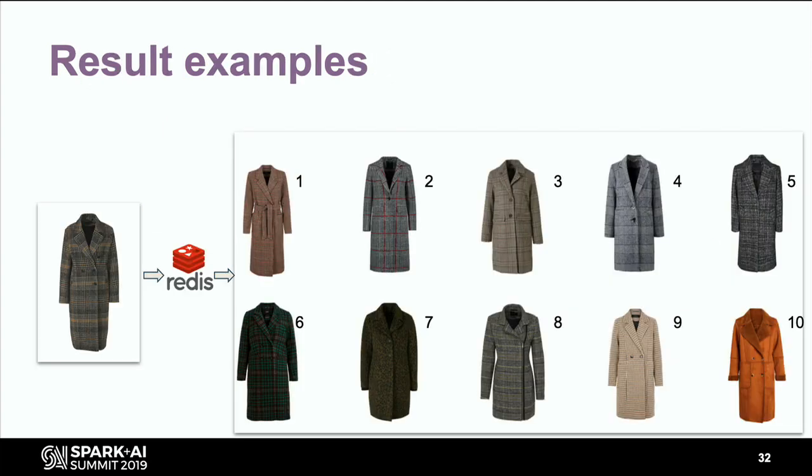So here are some examples about the result. Here is a product. It's a code with grid patterns. So we send this as query and see what the Redis returns. It actually returns that the top ones are also code with similar grid patterns. And what's interesting is that if you look at the bottom ones, the 8th, 9th, 10th, they either don't have barcodes, or they have a very different color, or they don't even have grid patterns.